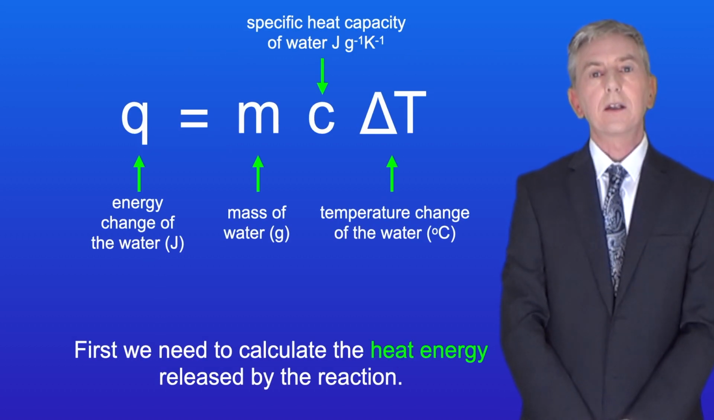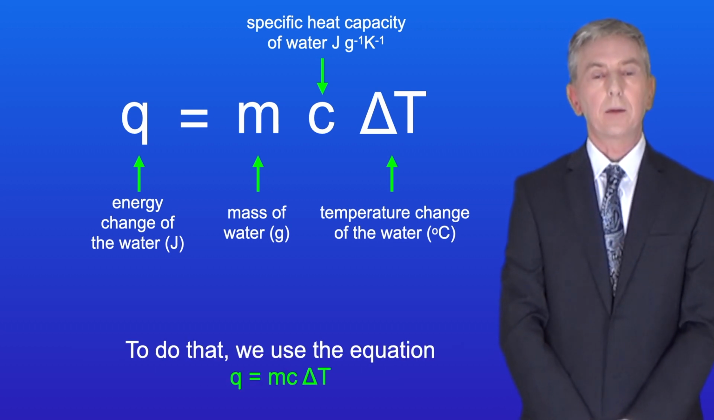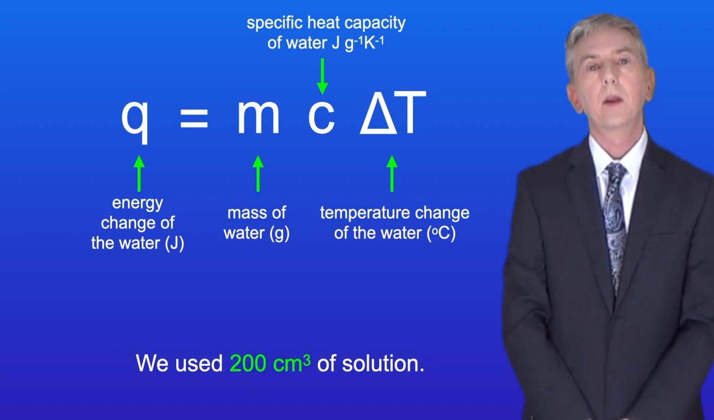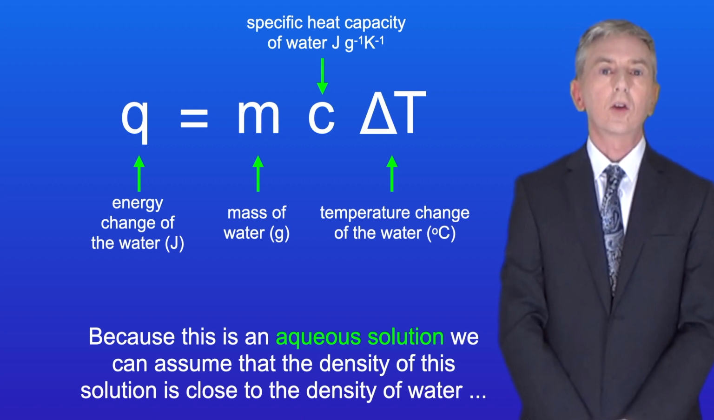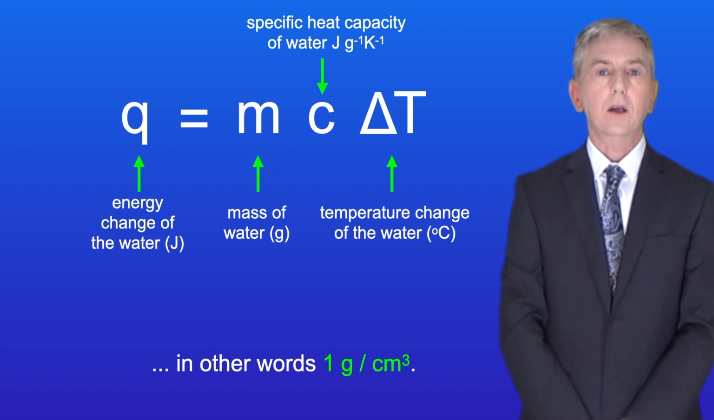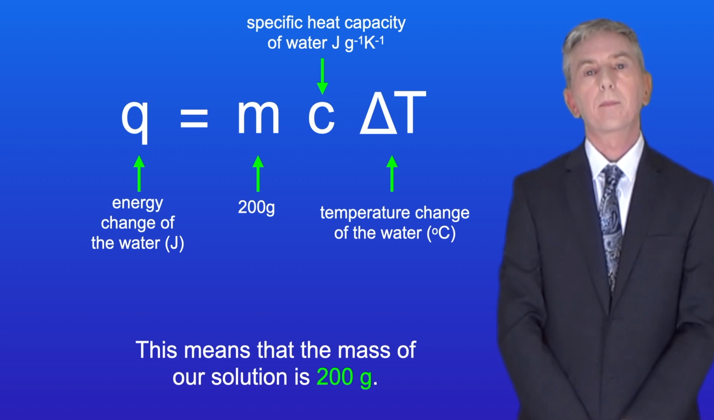Okay, first we need to calculate the heat energy released by the reaction. To do that, we use the equation Q equals mc delta T. We use 200 centimeters cubed of solution. Because this is an aqueous solution, we can assume that the density of this solution is close to the density of water, in other words 1 gram per centimeter cubed. This means that the mass of our solution is 200 grams.